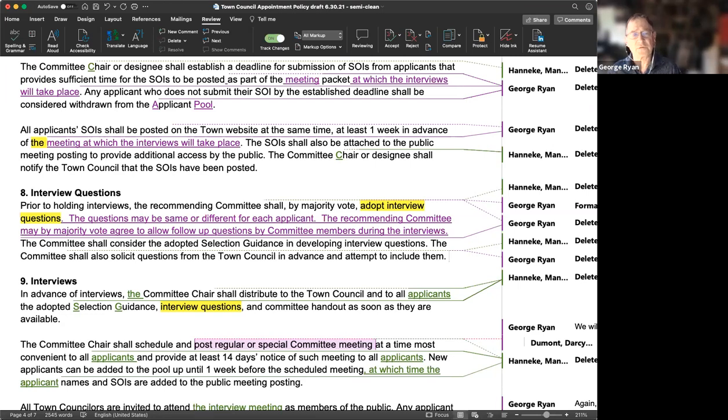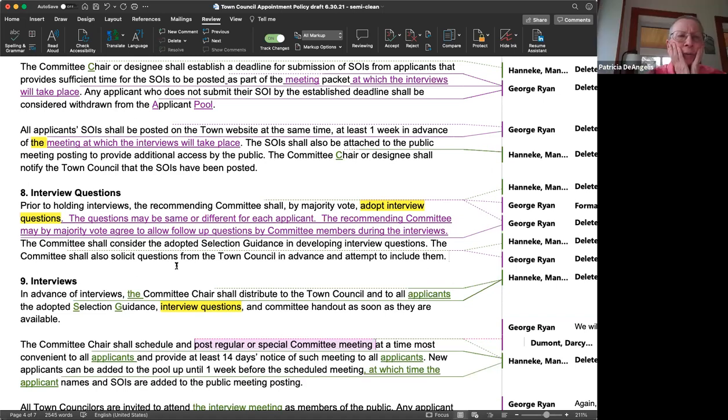Prior to holding interviews, the recommending committee shall, by majority vote, adopt interview questions. The questions may be same or different for each applicant. The recommending committee may, by majority vote, agree to allow follow-up questions by committee members during the interviews. And then the committee shall consider the adopted selection guidance in developing interview questions. The committee shall also solicit questions from the town council in advance and attempt to include them.